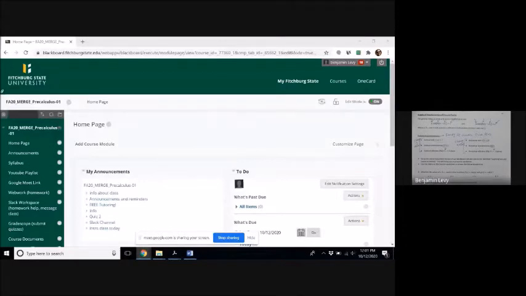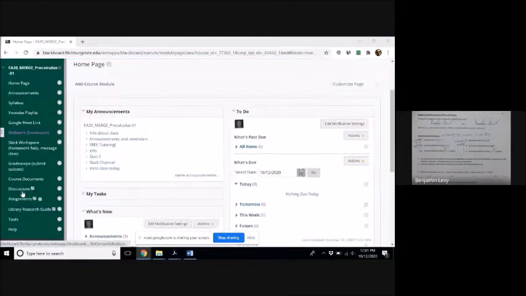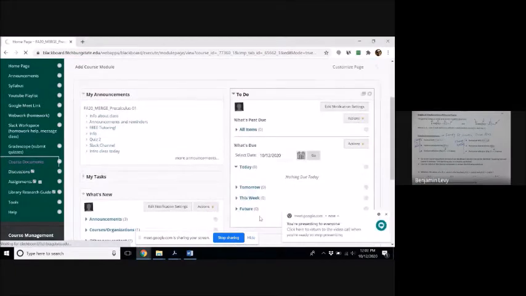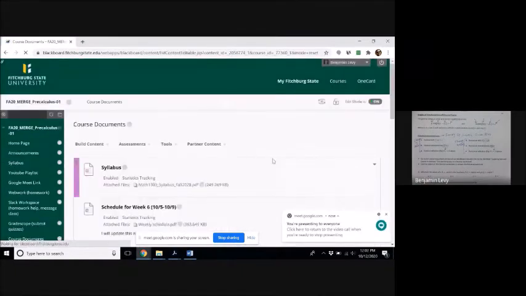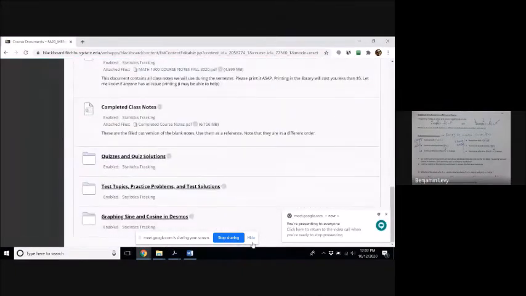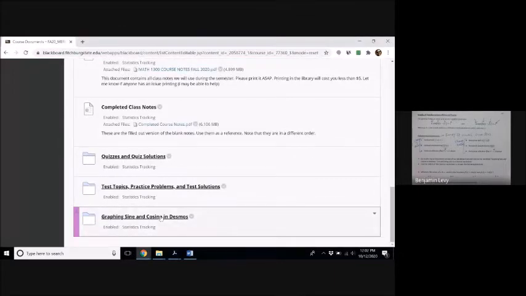And you should go to our Blackboard course. And in that course, go to course documents. So here's our Blackboard course. Go to course documents. Down at the bottom, there's a folder that talks about the trig activity, the trig graphing activity, graphing sine and cosine and Desmos.